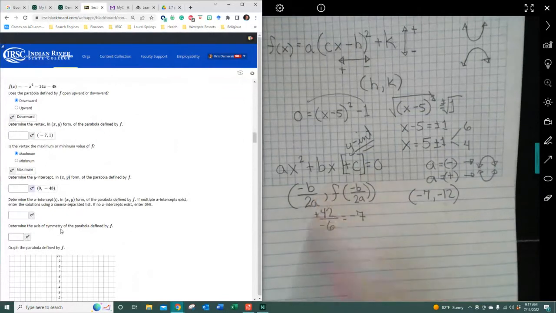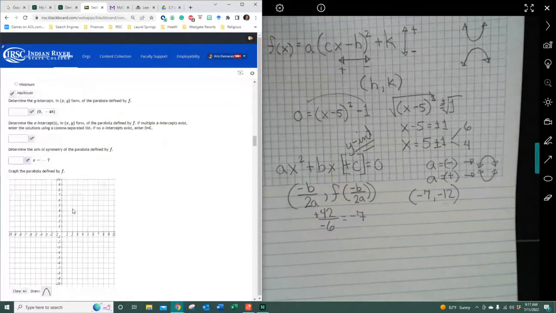Axis of symmetry is the same value as the x component of your vertex. Always the same. Watch. Here's the x value of your vertex. Axis of symmetry: x equals the same exact value. Make sure you remember that, because it's the easy way, so you don't have to do more work. Don't do this formula again. You've already done it.